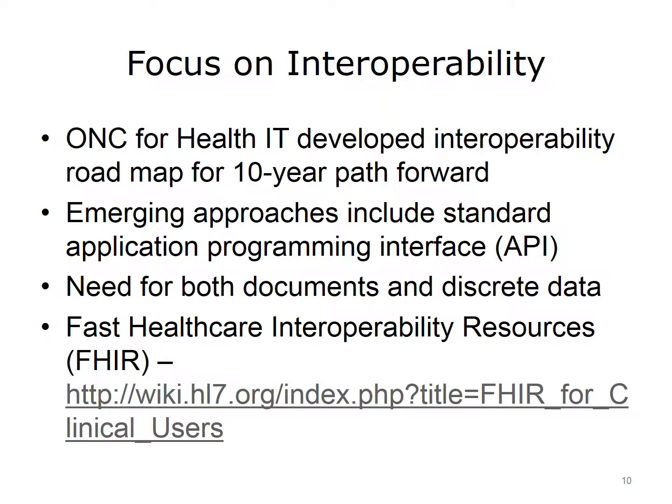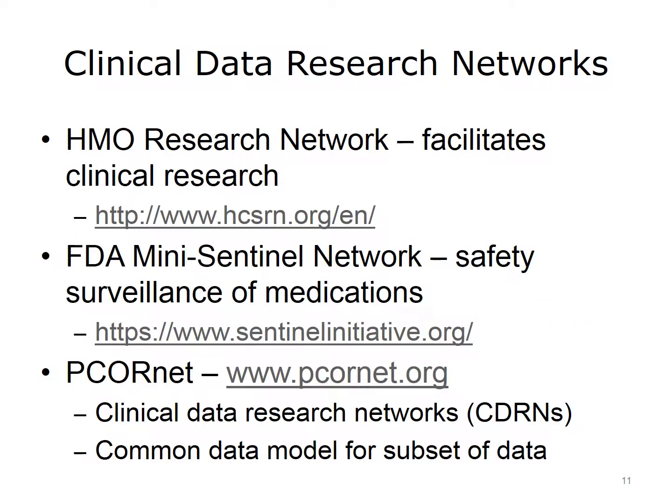The emerging approaches include a standard application programming interface, or API, for query and retrieval of data. This is needed for both documents, which are very prevalent in health records, as well as discrete data elements. One emerging standard for this is the Fast Healthcare Interoperability Resources, or FHIR standard. The link on this slide goes to a web page that gives an overview of the FHIR standard from a clinical user perspective. Another approach is to leverage a growing number of clinical data research networks.